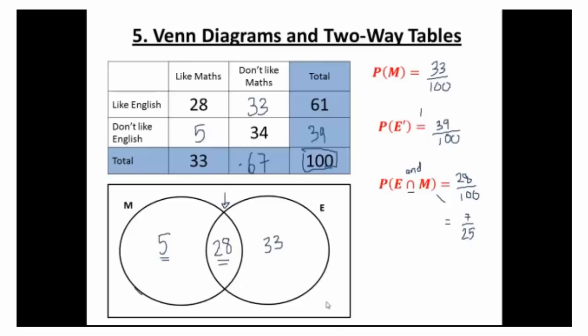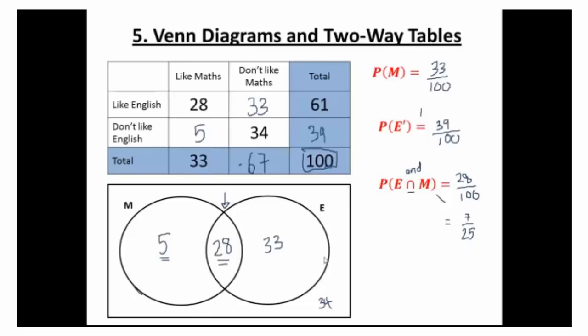Now we need to somehow account for the people who don't like anything, because in the circles we've only got people who like maths and who like English. So outside here goes the number of people who don't like anything. So they don't like maths or they don't like English. So where can you find that in the table? Okay, that is that number here. These guys here, they don't like maths and they don't like English. So I've got 34 people who don't like English or maths, so they go outside of the circles.